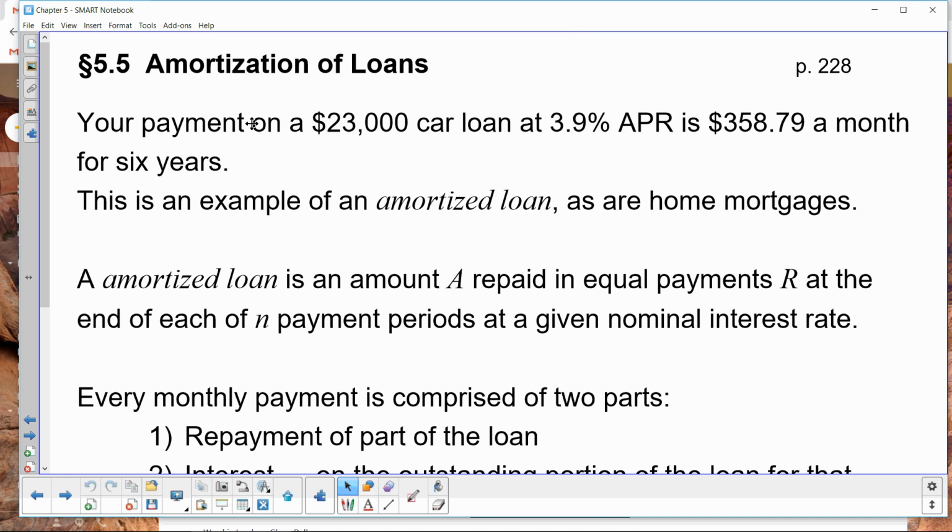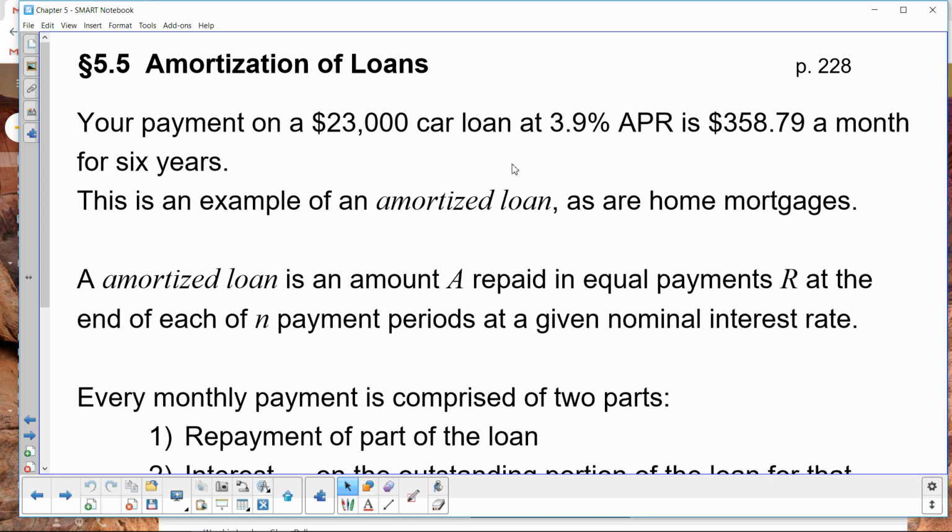Your payment on a $23,000 car loan at 3.9% APR is $358.79 a month for 6 years. This is an example of an amortized loan. Home mortgages are another example.